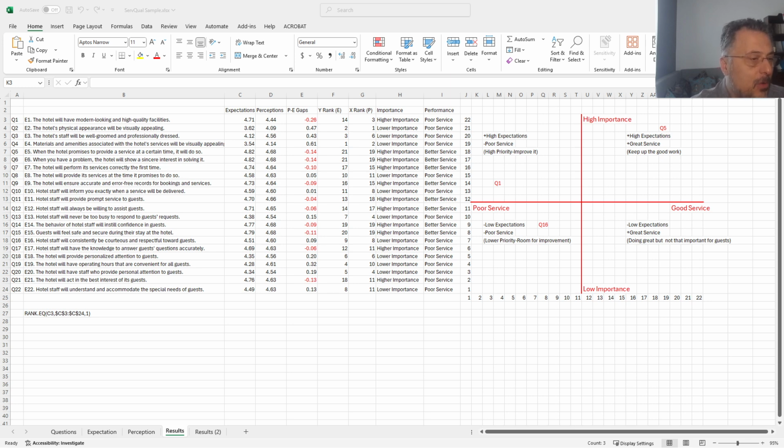And we can go through each, but I guess you are starting to get the idea. You go through each and try to see which one you want to be sure you fix right away, in a sense. Like where they prioritize, they put very high importance, and you are doing poor service. So that's what the SERVQUAL is about.